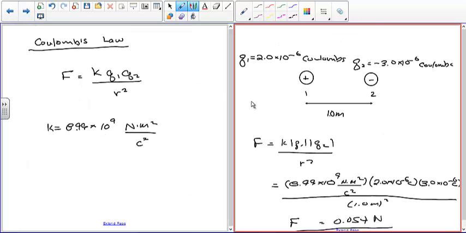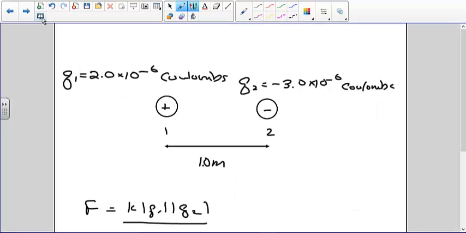So here's an example. You've got two charges, separated by a meter. One charge is positively charged. It has a charge of 2.0 times 10 to the minus 6 coulombs, and charge 2 has a value of negative 3 times 10 to the minus 6 coulombs. Because they're opposite signs, they're attractive forces. Right now we're just going to talk about the magnitude. How big is the force?